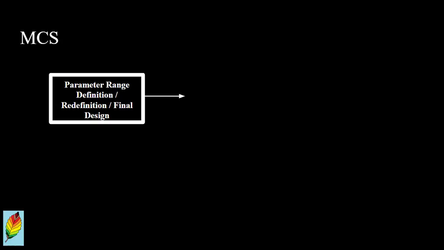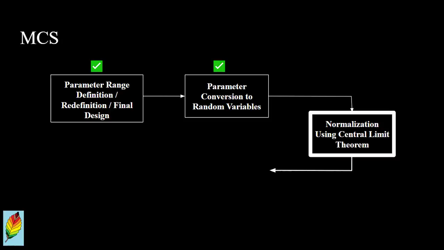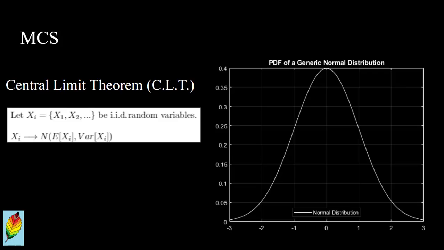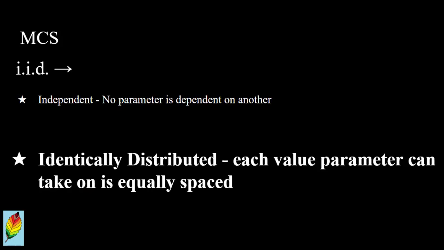To begin the process of Monte Carlo simulation as part of stochastic optimization, let us say that every single range of our parameter values could be described by a random variable encompassing all values within that range. Next, we use the central limit theorem, which states that random variables that are independent of each other and identically distributed can be approximated using a normal distribution. Independent and identically distributed means that each random variable does not have any dependence on other variables, and that each value that the random variable could take on is distributed equally from each other.